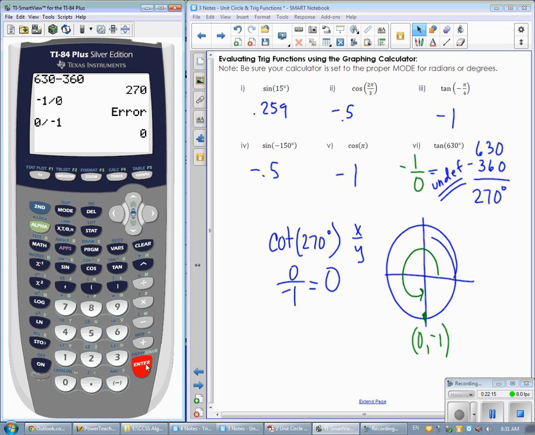And so when you end up with a 0 in the denominator, you want to make sure that you use the word undefined. It's not imaginary, it's not error, it doesn't mean no solution. You're going to use the word undefined, and that is important to do.